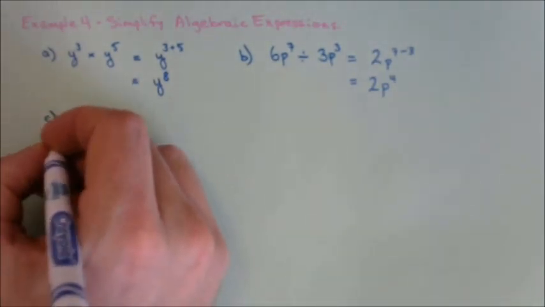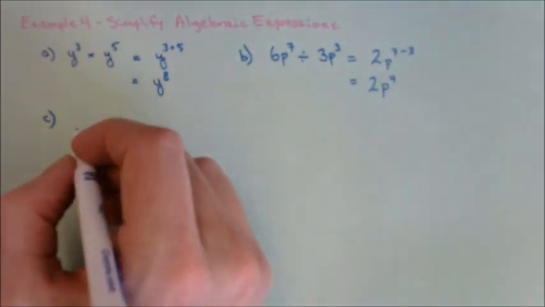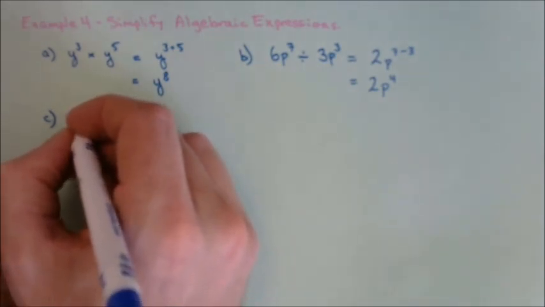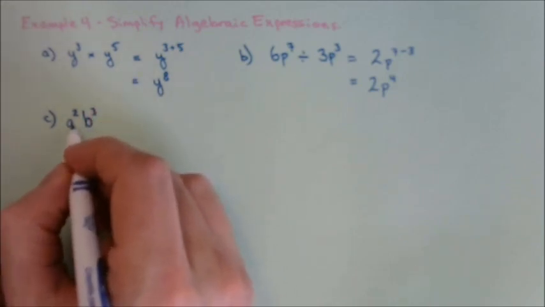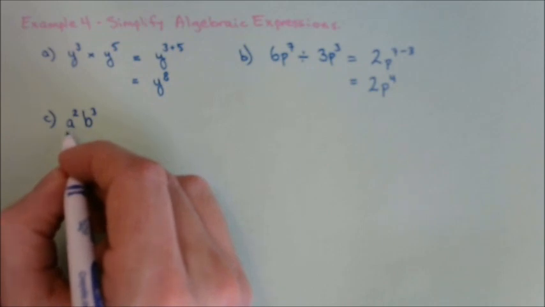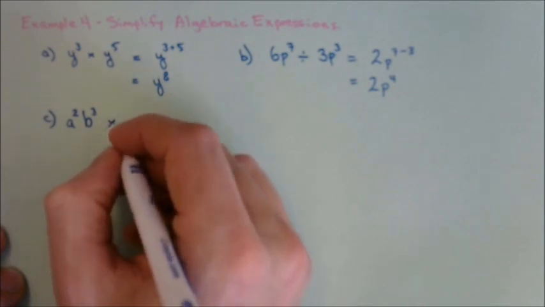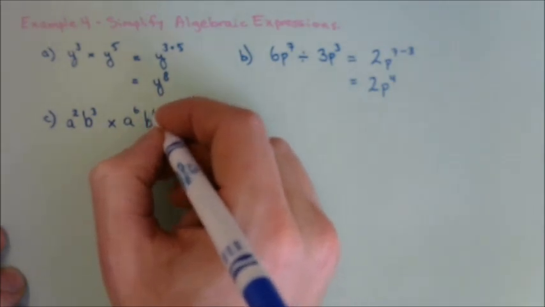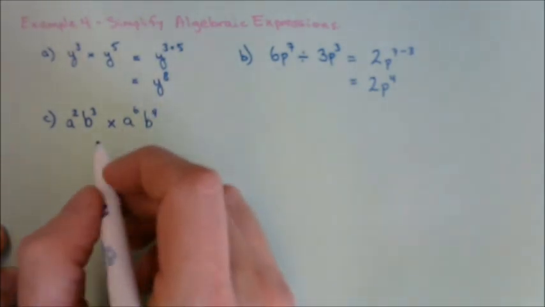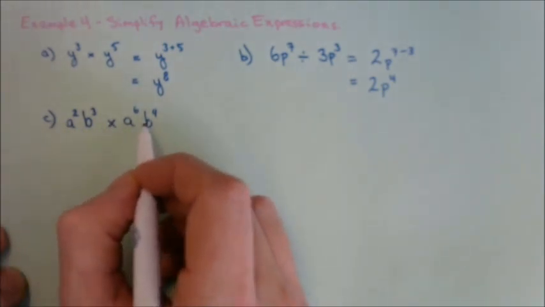Moving on to C. Again, we're just testing out our skills in slightly more difficult problems each time. C gives us a string of variables with exponents. We have a squared, b cubed, and since there's nothing in between there, we know that this is multiplication. You have a times a times b times b times b. And we're multiplying that by more of the same factors. We've got a to the power of 6, b to the power of 4. So don't let this trick you. They don't necessarily need to separate this by a multiplication sign. And all of these are equally factors of the same product.